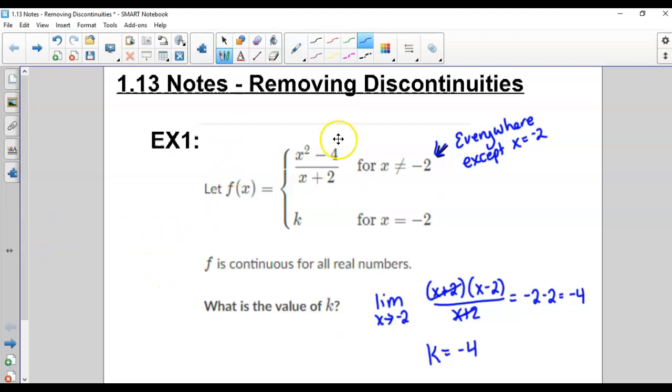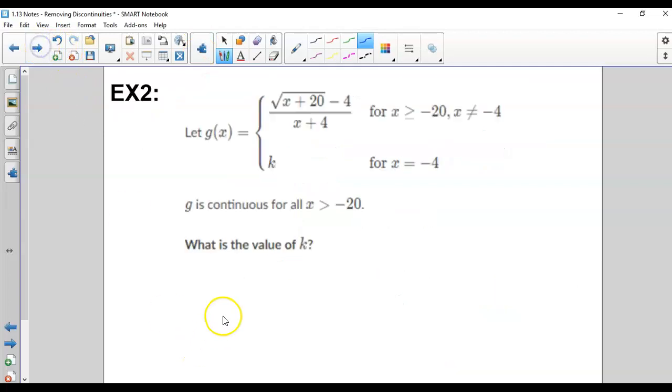In a lot of ways, this is just a different way of asking a limit problem whenever you see something like this. Okay, questions? Okay, so if we look at example 2, it's a lot the same.